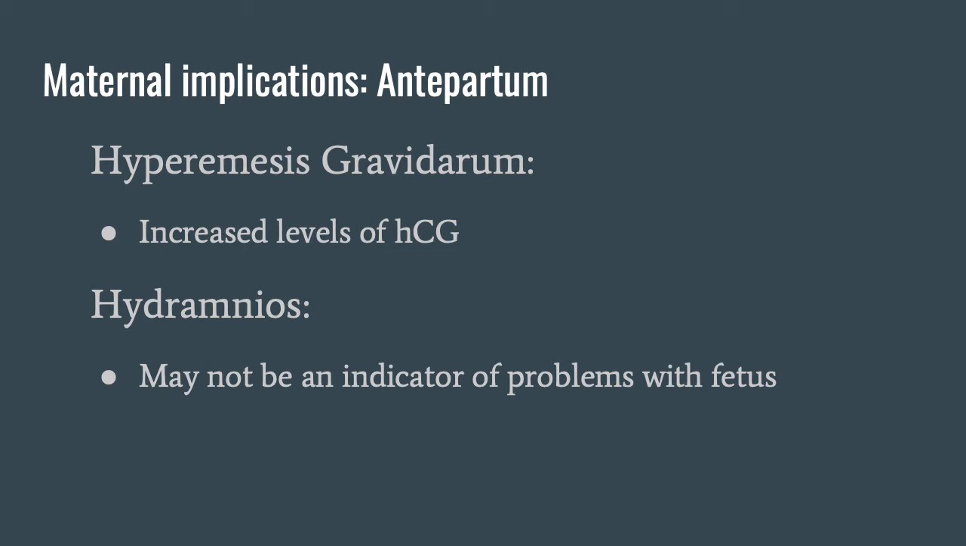Now, antepartum maternal implications of twin pregnancies. One is hyperemesis gravidarum. This is due to the increased levels of HCG. Some interventions for this: you want to restore their electrolyte imbalance, control vomiting and dehydration, and if it's severe enough, the patient may require IV fluids to replace those electrolytes and fluids lost. Another implication is hydramnios. This is common in multiple gestations, and it may not be an indicator of problems with the fetus as it is with single pregnancies.